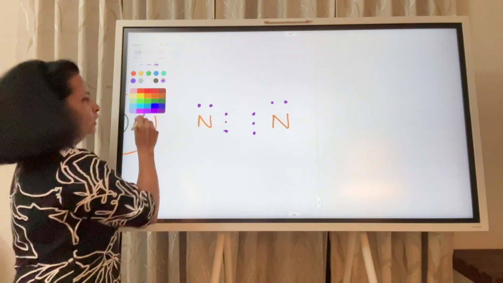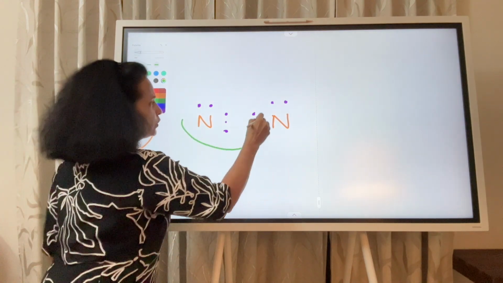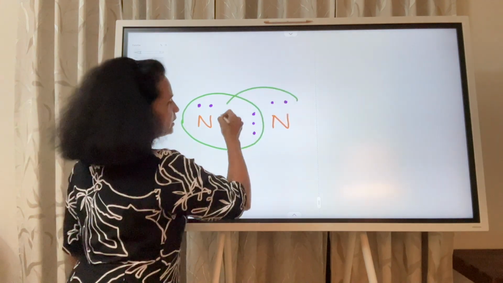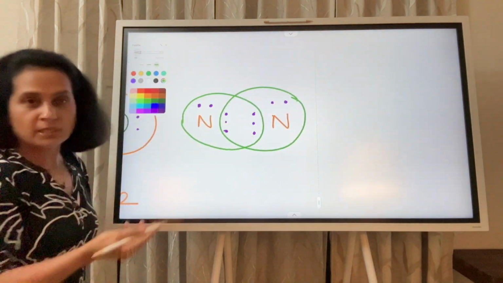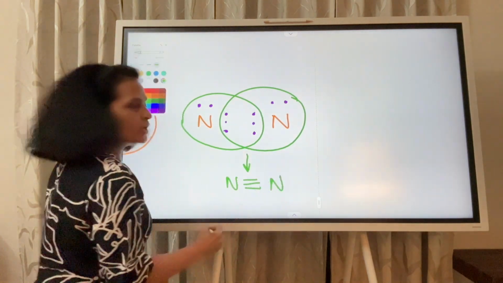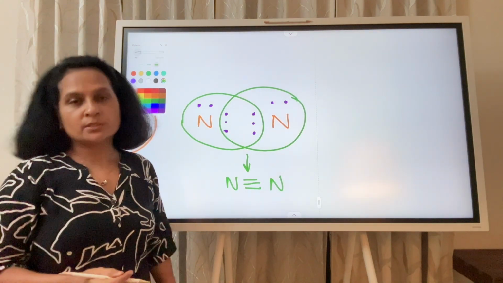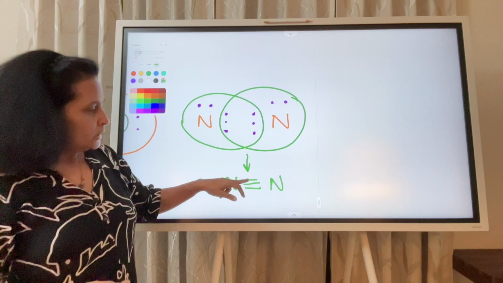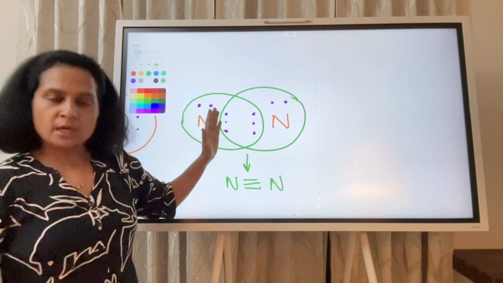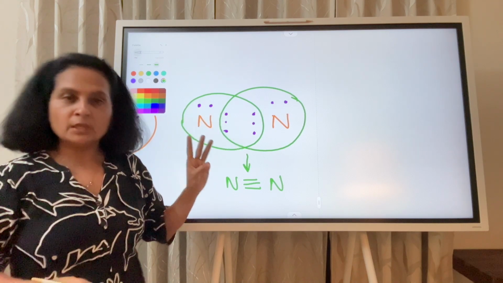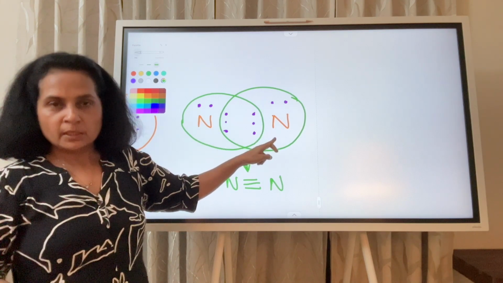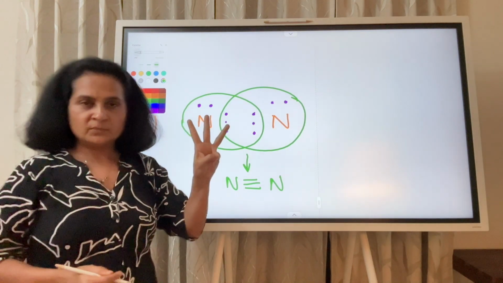What does it do? It shares 3 electrons with its neighboring nitrogen. The second nitrogen also shares 3 electrons with its neighboring nitrogen atom. So what has happened? A triple bond has been established between 2 nitrogen atoms in the molecule of nitrogen. That means 3 bars indicating 3 electron pairs. Each of these nitrogen atoms contributes 3 electrons. So the first contributes 3, the second contributes 3, right? So the covalency of nitrogen is 3.